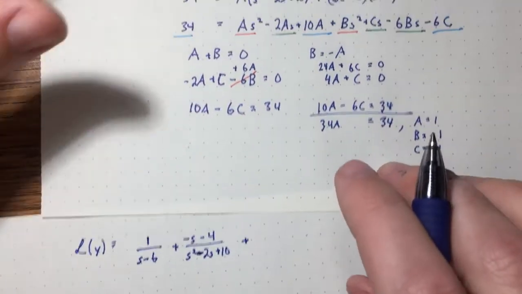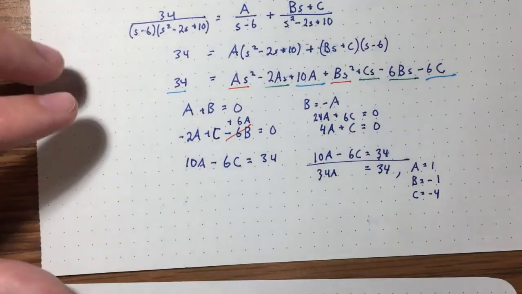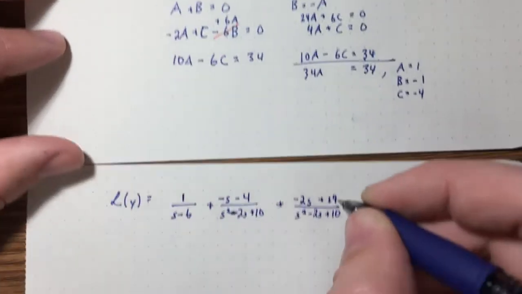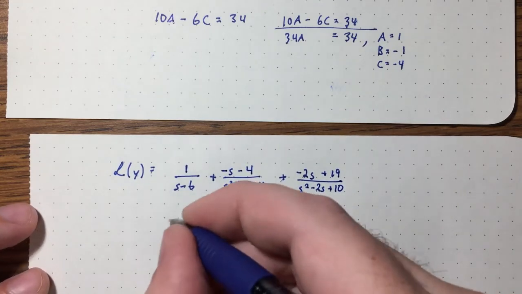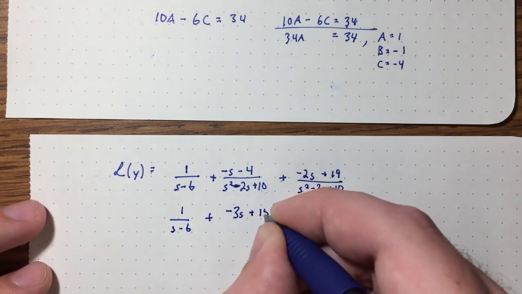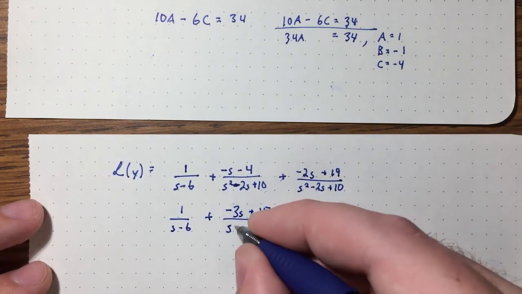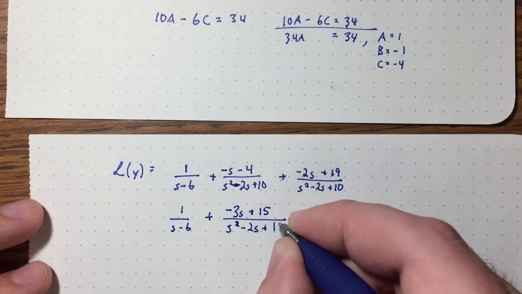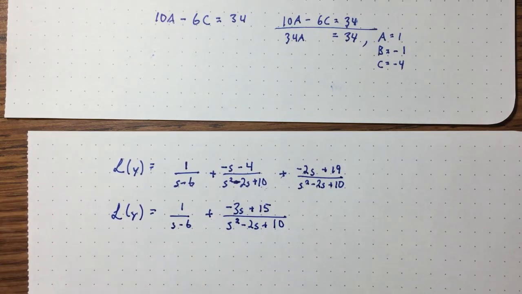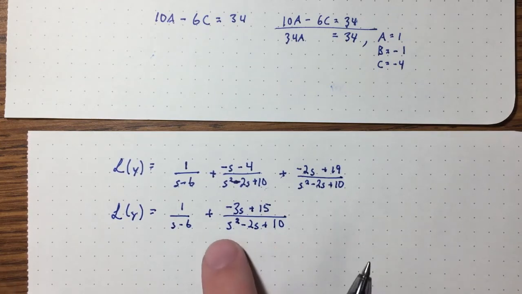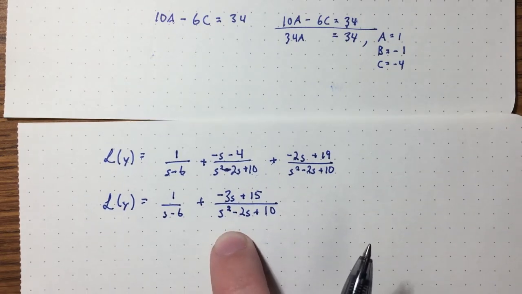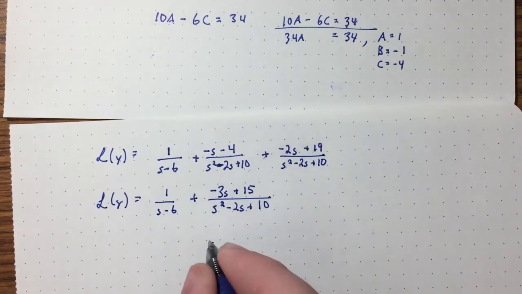And then we have this one still. Don't forget about that one. We have a minus 2s plus 19. That's also over an s squared minus 2s plus 10. Well, we can probably combine these. That's probably not going to hurt. 1 over s minus 6 plus minus 3s plus 15 over s squared minus 2s plus 10. This is looking a lot nicer, right? This first part I can already see is going to become an e to the 6t when we take the inverse Laplace transform. I'm not quite sure what this is going to become. But now I'm going to use my other typical idea for taking inverse Laplace transforms, which is completing the square. So let's complete the square here in the denominator.